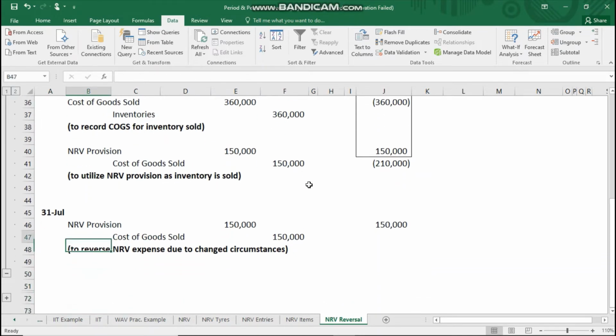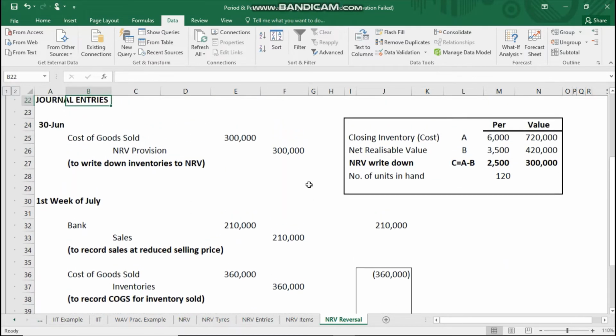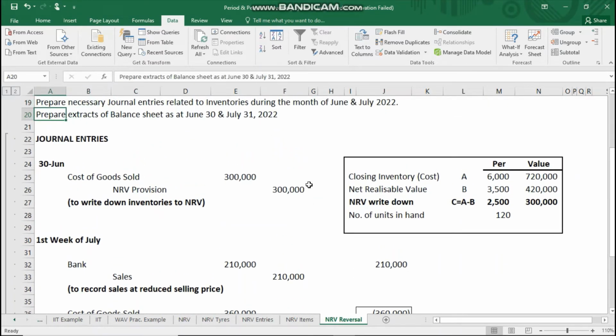Now we'll move to the second part of the data, which is to prepare extracts of balance sheet as at June 30 and July 31st 2022.